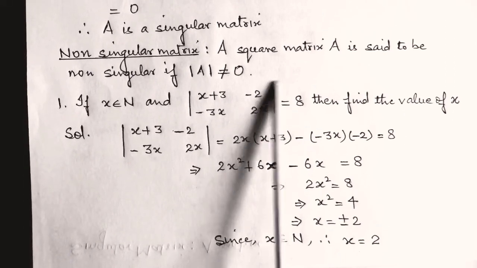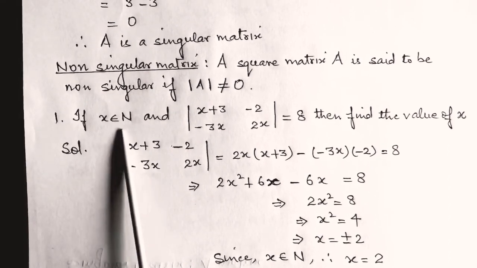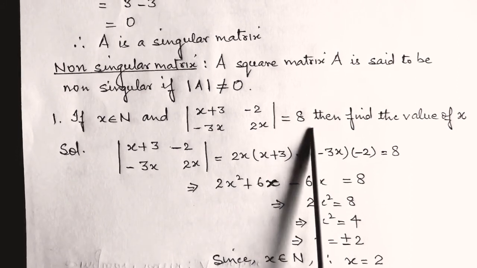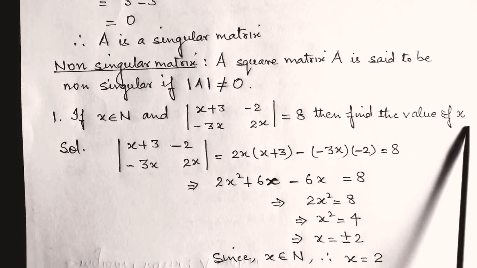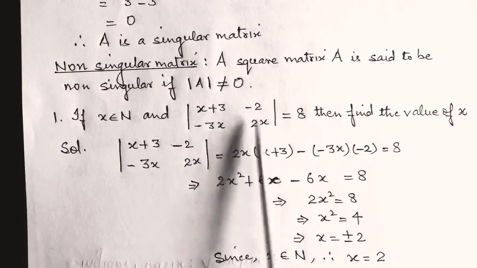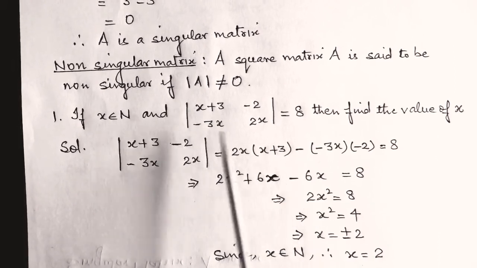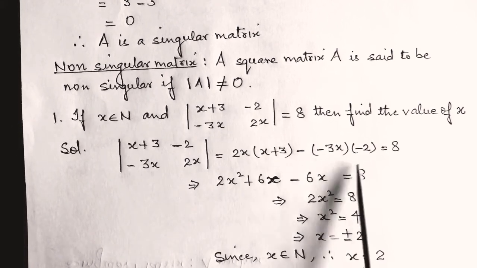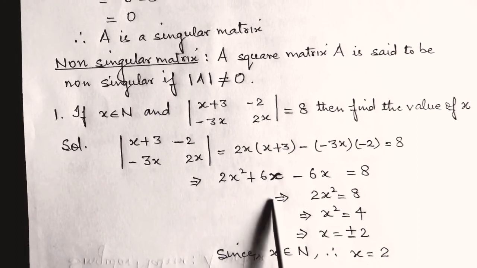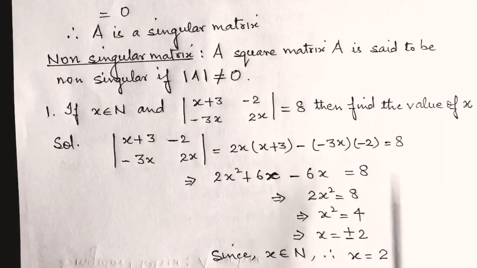Now based on whatever we have done till now, I have given a few questions. First is, if x belongs to n, that is a natural number, and this determinant is equal to 8, then find the value of x, right? So solve this. How to simplify this? This multiplied by this, so 2x into x plus 3 minus 3x multiplied by minus 2 is equal to 8, right? So open the bracket, 2x square plus 6x, minus into minus is plus, into minus is again minus, so minus 6x is equal to 8.